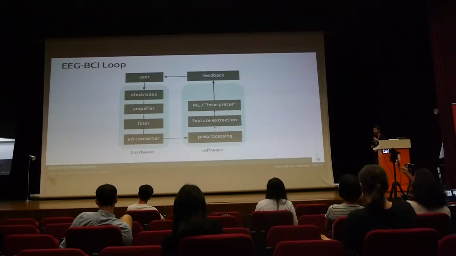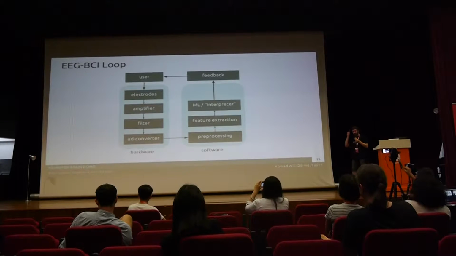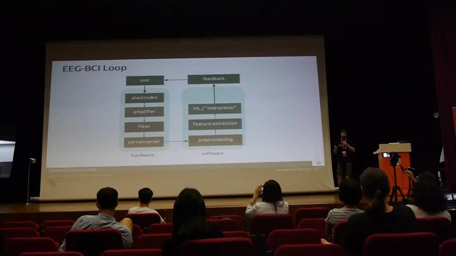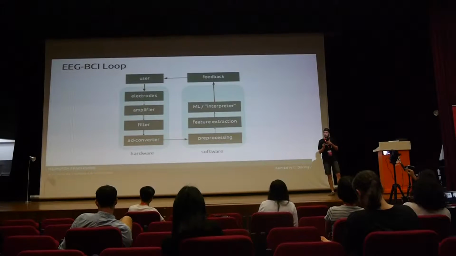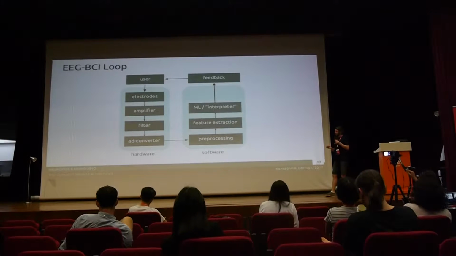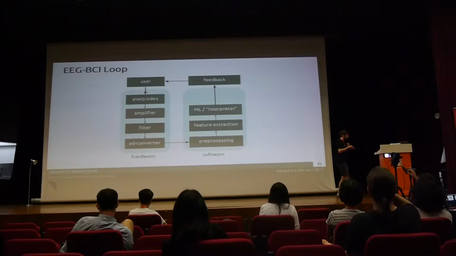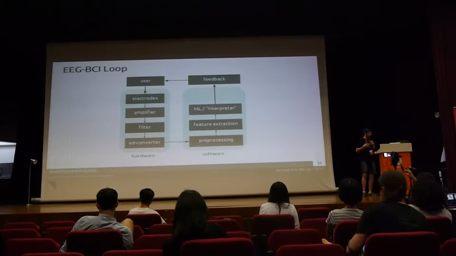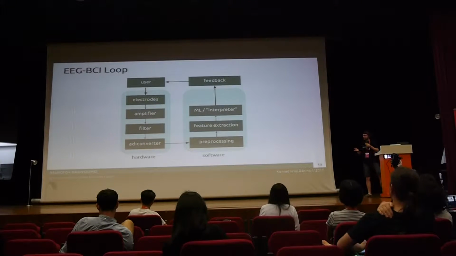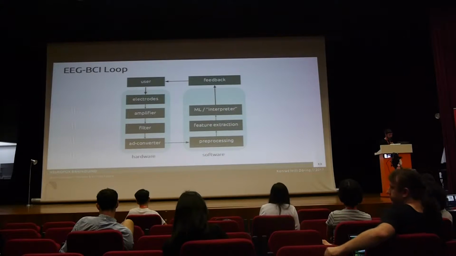So what is the basic setup? You have the electrodes, then you have an amplifier, because it's a very weak signal. Then you filter it and you also digitize the signal. This is currently on the hardware side, and then on the software side you have things like machine learning, for instance, and further processing.